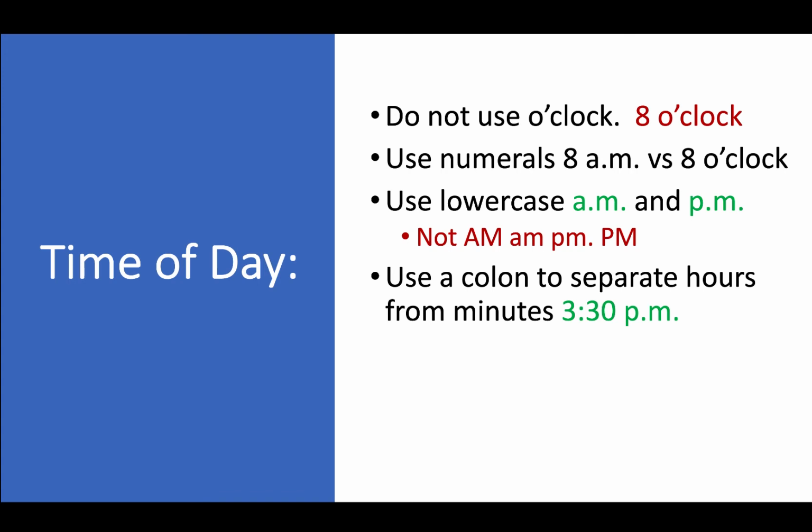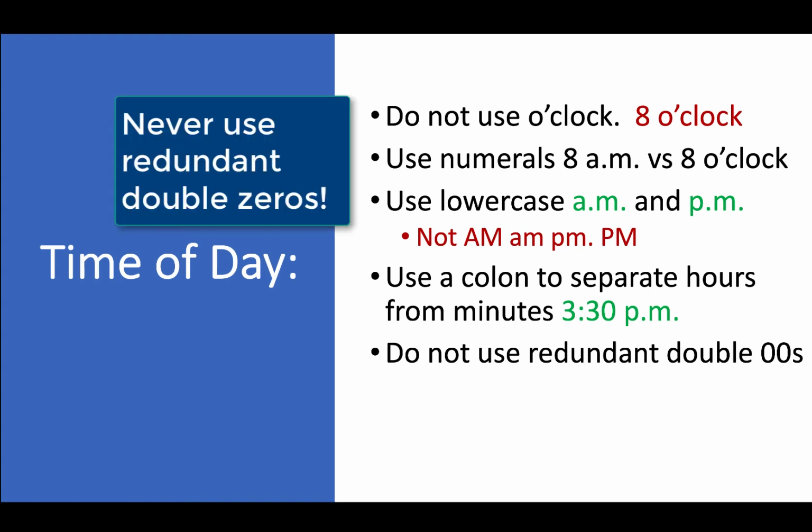Use a colon to separate hours from minutes. For example, 3:30 p.m. And don't use redundant double O's. For example, you would write 4 p.m., not 4:00 p.m.